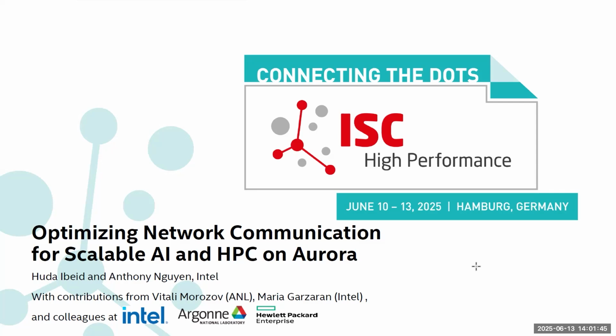Hello, everyone. So in this presentation, we will talk about the network communication on Aurora, and we will focus on two communication libraries. The first one is, of course, MPI, which is used by parallel HPC simulations, or what we refer to now as traditional HPC. The second library is 1CCL, which is used to scale machine learning training across nodes on Intel hardware.